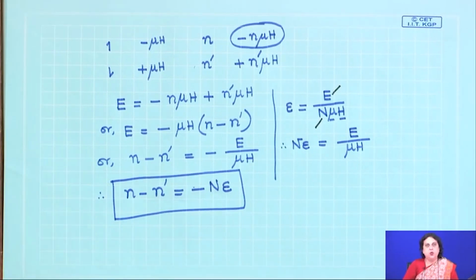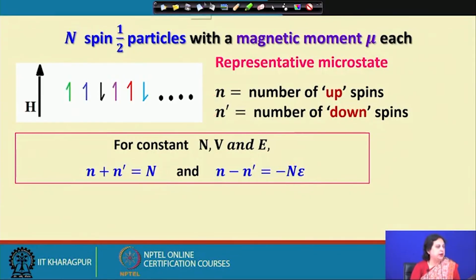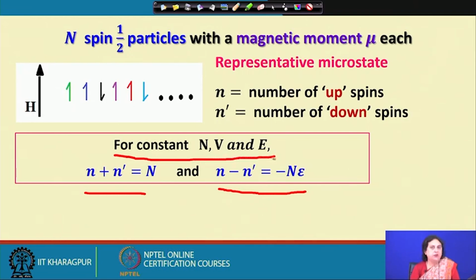So, this is exactly the relation we obtained by looking at the conservation of the total number of particles present in the system, as well as this equation, which is a consequence of the fact that the total energy of the system is fixed. Therefore, the question we are asking here is: what is the number of microstates that are possible when you have fixed the total number of particles, volume and the total energy of the system? That is what we are going to calculate next.